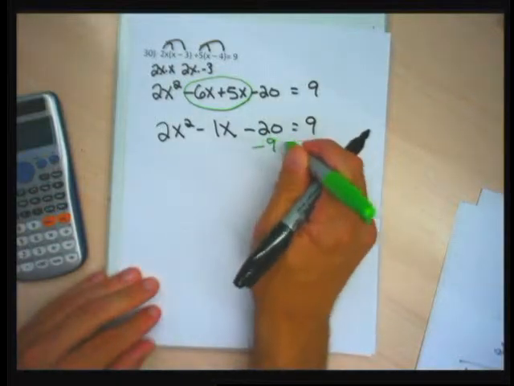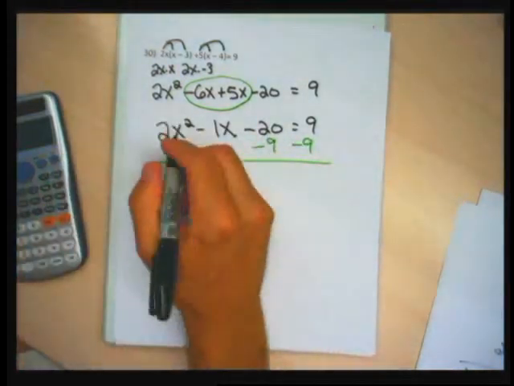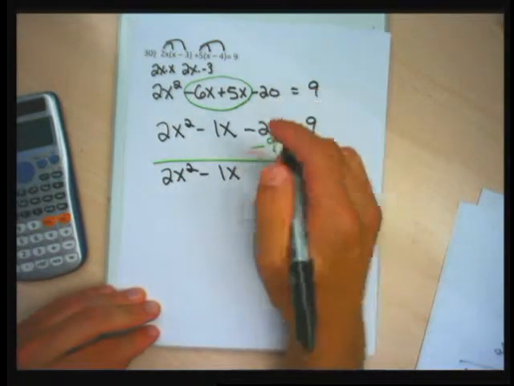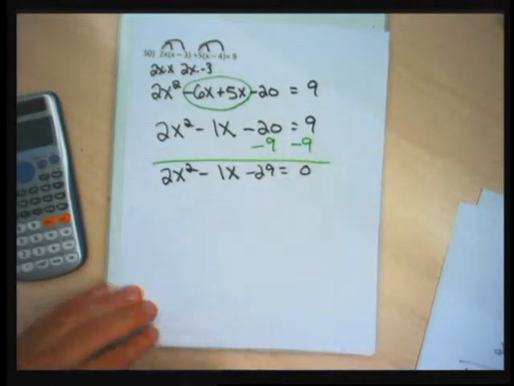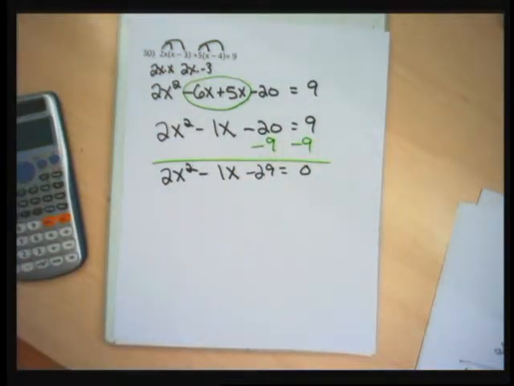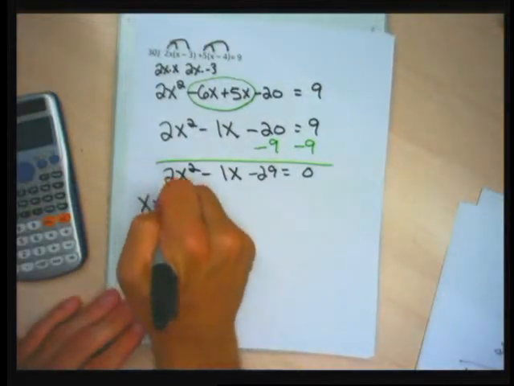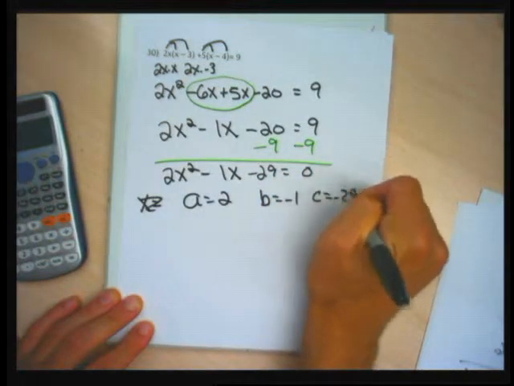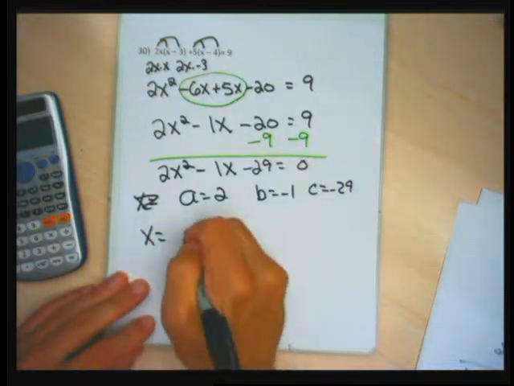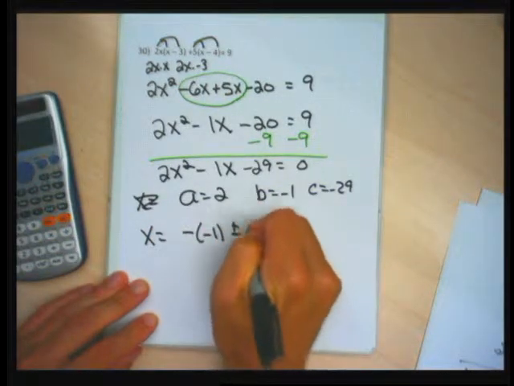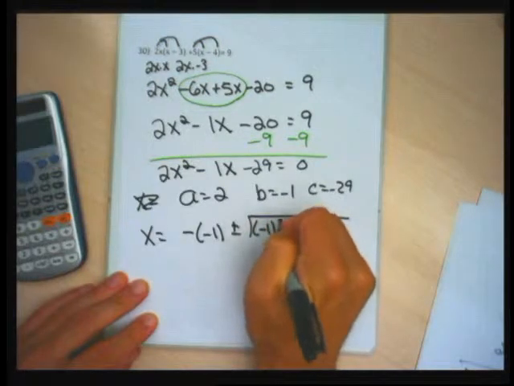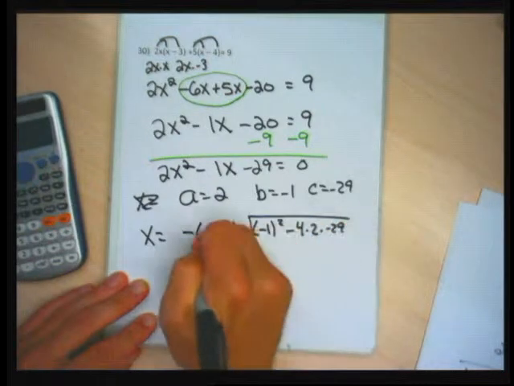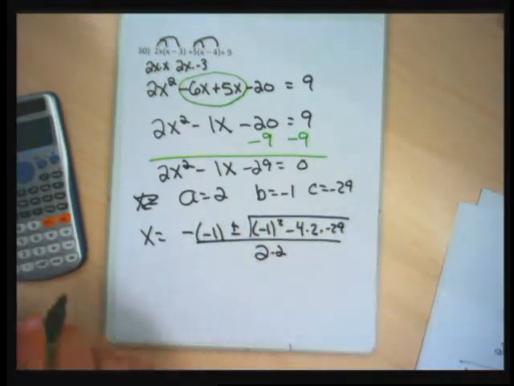And the quadratic formula needs it to be equal to 0. So I'm going to get 2x squared minus 1x minus 20 minus 9. I should do that on my calculator right now. Should be minus 29. So I'm going to get a equal to 2, b equal to negative 1, c equal to minus 29. So x equals negative b, which is negative 1, plus or minus the square root of b squared, which is negative 1 squared, minus 4 times a, which is 2, times c, which is negative 29, over 2a, which is 2 times 2.